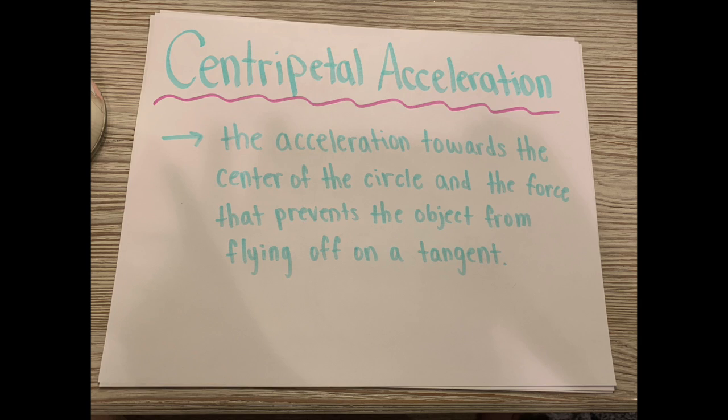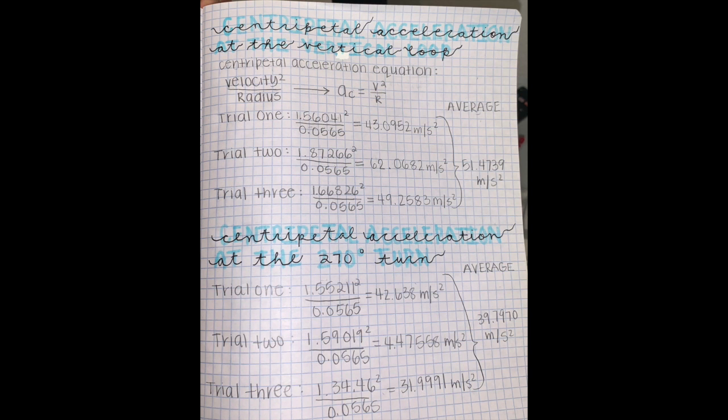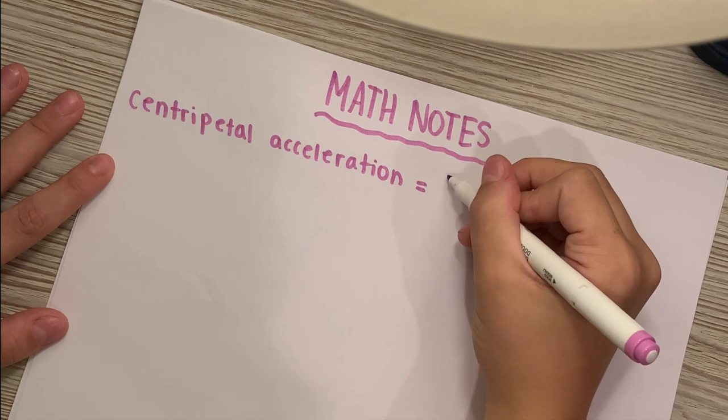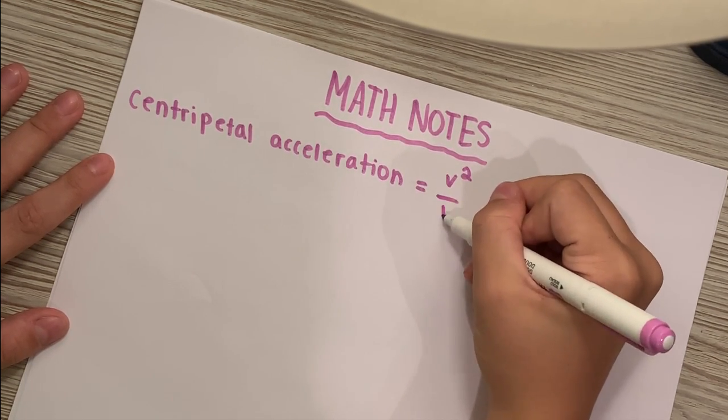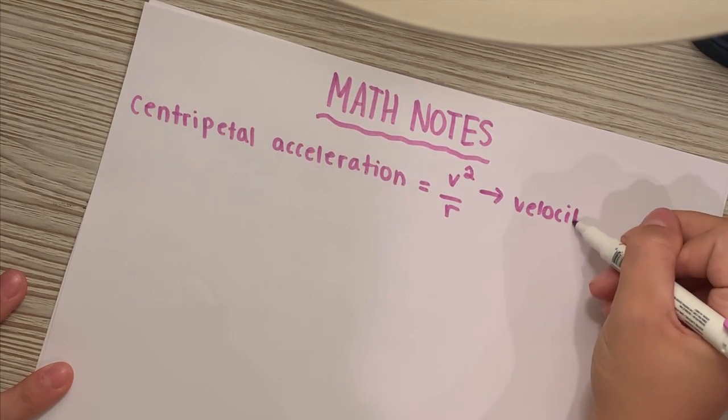Centripetal acceleration can be calculated using the equation v squared over r, where v is the velocity and r is the radius of the circle. For the vertical loop and the 270-degree turn, we did 3 trials each.